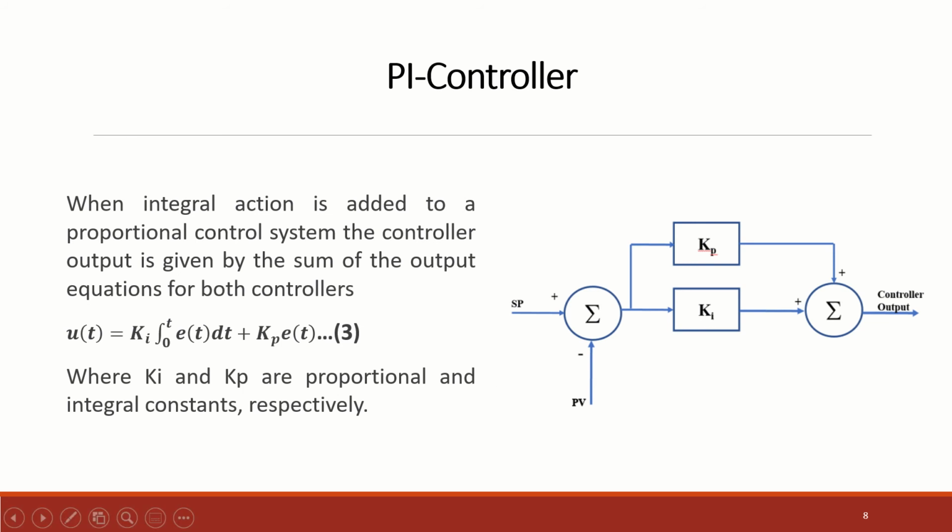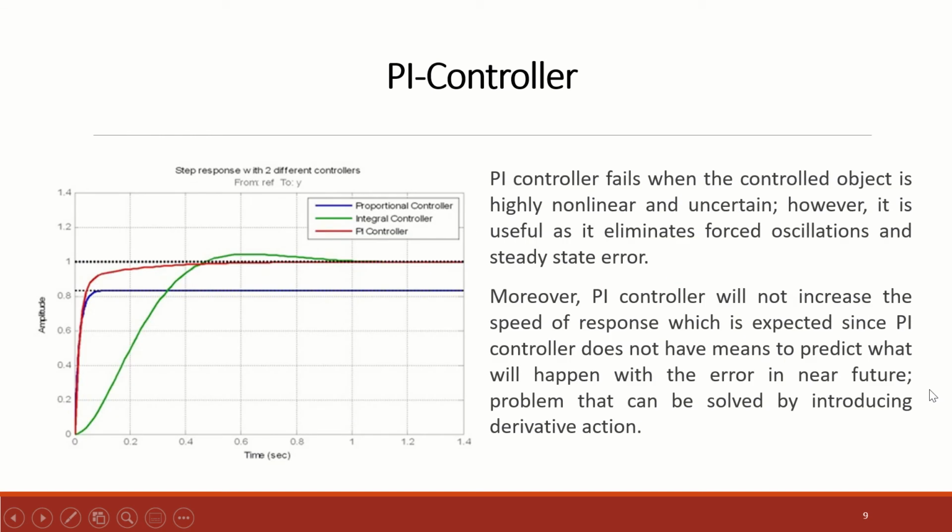When both controllers are associated in a single control element, the output is given by the sum of the output equations for both individual controllers, stated in equation 3, in which Ki and Kp are integral and proportional constants respectively. Despite the advantages of the PI controllers regarding its simple structure, design, and low cost, this type of controller fails when the control object is highly nonlinear and uncertain.